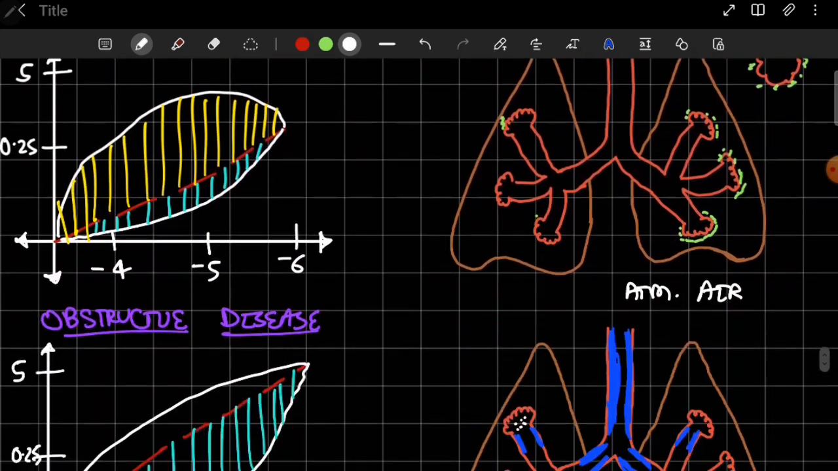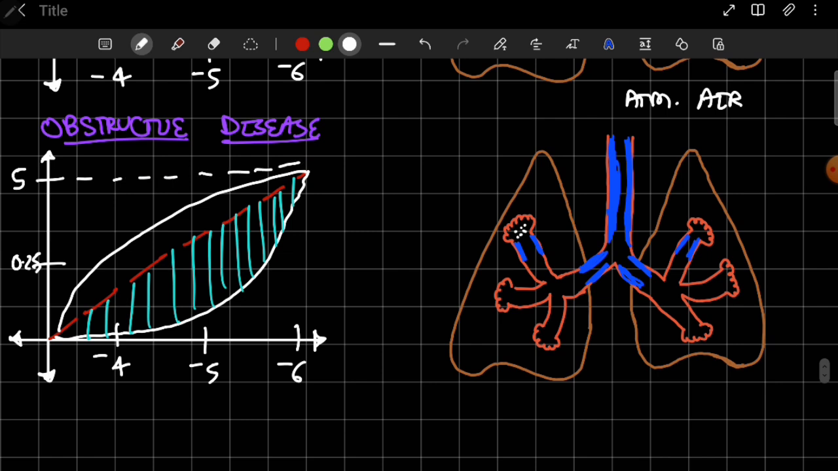See, elastic work remains normal in this case.